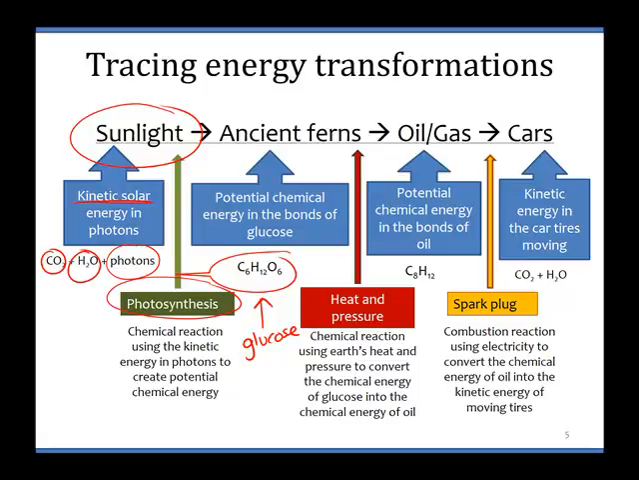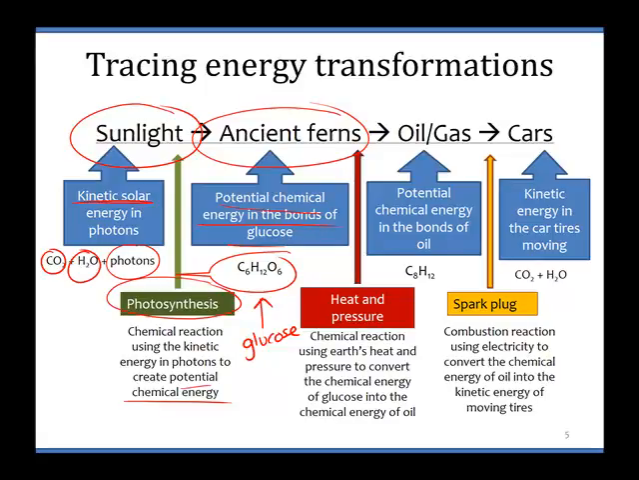So we take in radiation energy, and we convert it into chemical potential energy, or potential chemical energy, whichever order you want to put that in. Now, ancient ferns did this really, really well. They did photosynthesis really well, building up lots and lots of chemical potential energy in the bonds of their glucose.